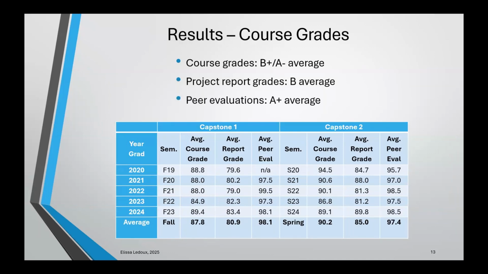Course grades over the last 5 years are shown below. So most students do well with about a B+, A- average in the course, and the report average is a B, but that improves from the fall to the spring. The peer evaluation scores are also high, likely due to the students choosing their own teammates, although that does not always work in their favor.